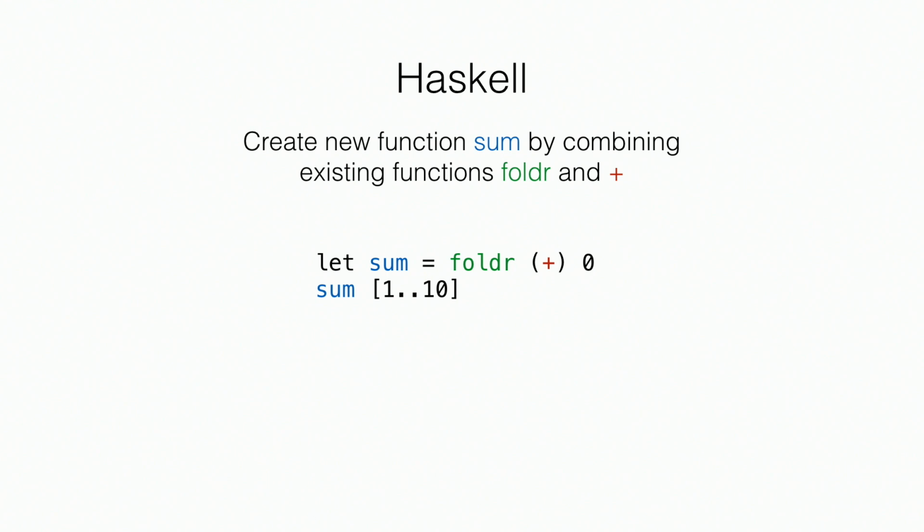So this, I can take it out. I'm going to go left here. There's no left. But I can just say sum. I have a function called fold right, and I have another function called plus. And I can just glue them together with a starting condition of 0. And now I have a new function. I've created a new function by just gluing together two other functions, right?